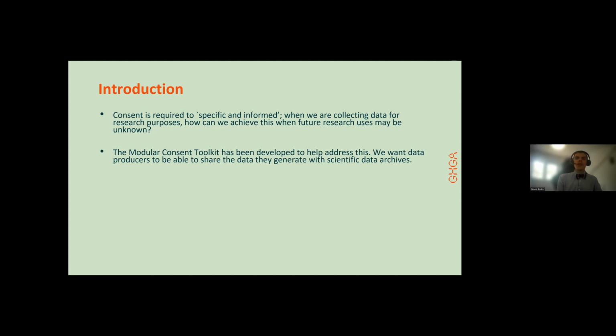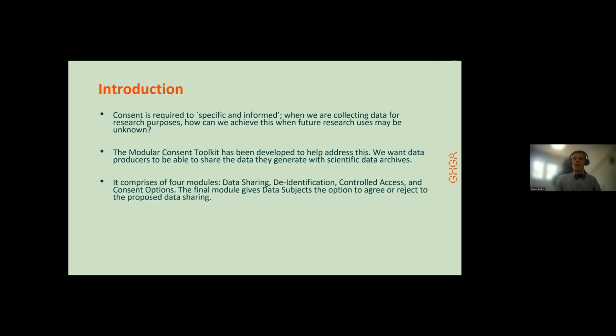And what we did in GHGA, obviously we are setting up an archive for scientific data, is to try and tackle this problem by thinking about, can we develop modules that can go into consent forms that already exist, that meet those ethical and legal requirements around specific and informed consent, whilst at the same time enabling the future resharing of data. And the way we did this was developing 4 modules in total. There is a module on data sharing specifically, one around de-identification, another about controlled access to data, and then the final module is consent options.